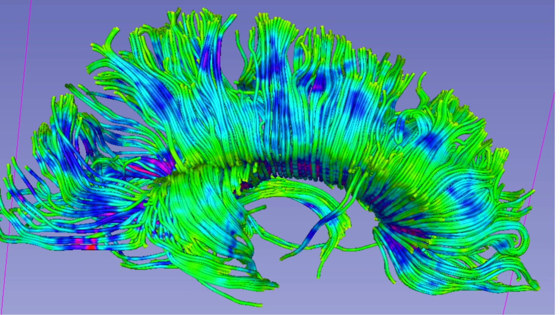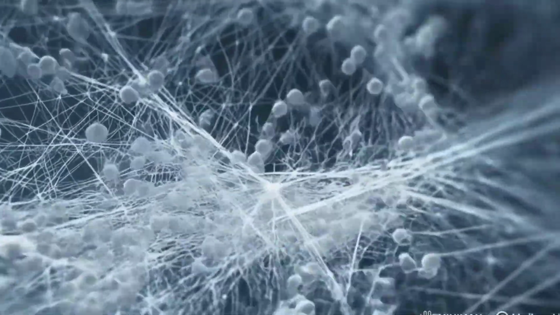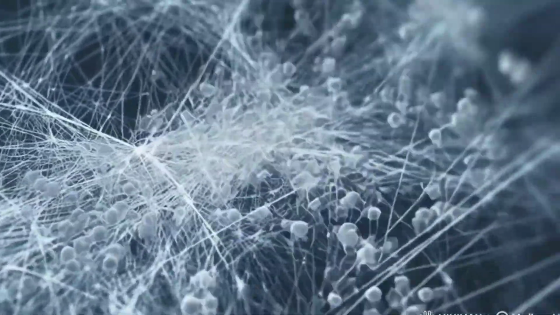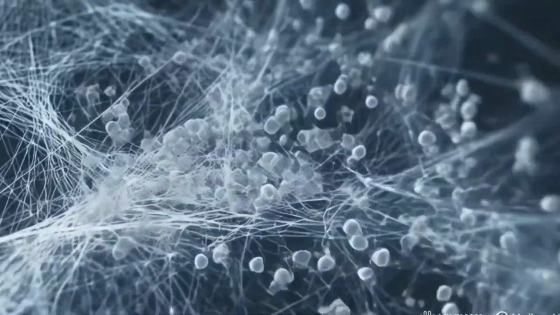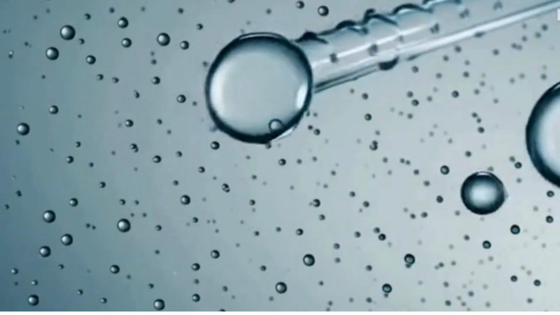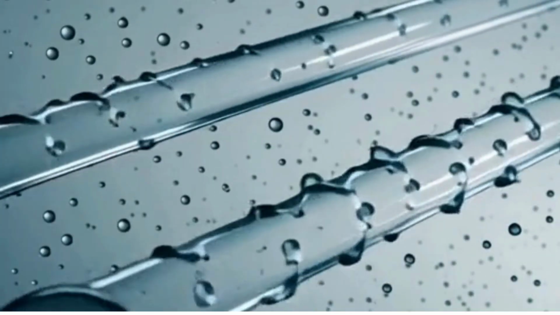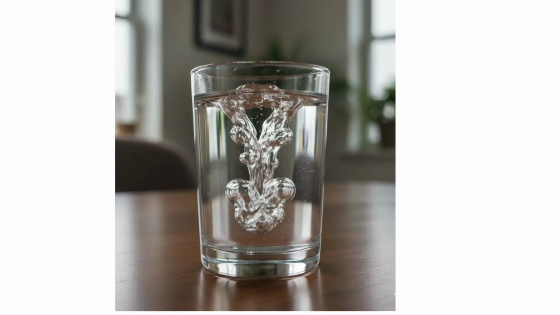Diffusion MRI is a special type of MRI that allows us to see how water molecules move inside the brain. By studying that motion, we can indirectly map the structure of these white matter pathways. Inside our brain, water molecules are always moving randomly. This is called Brownian motion. But in white matter, this movement isn't completely random. It's restricted by the structure of the nerve fibers.